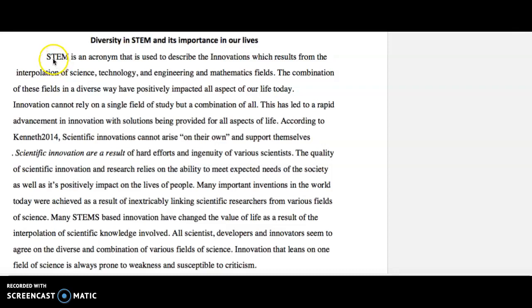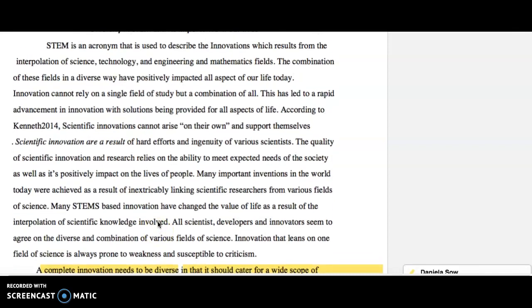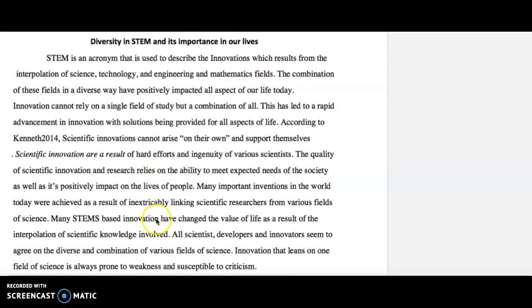So if you just look at the beginning, I won't read all of it, but the beginning, the student talks about what STEM is, and the different ways that it has positively impacted our lives today. But there's nothing here that really talks about why diversity is important. She mentions innovations over and over and over again, and really it's not about innovations at all that is the main focus. If you look at Gibbs Jr.'s implications, his article is really about the underrepresentation of marginalized groups.